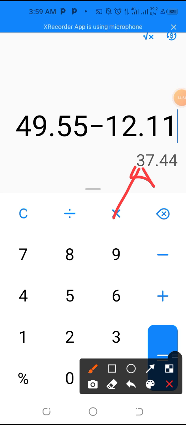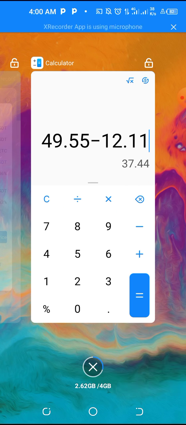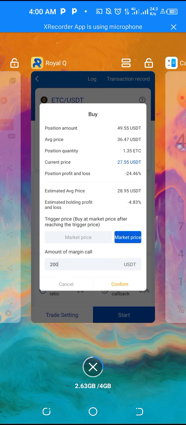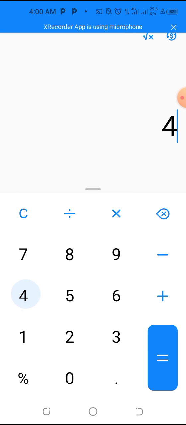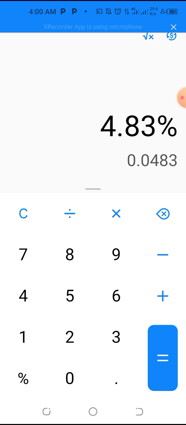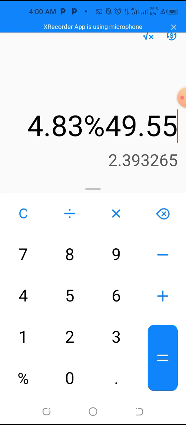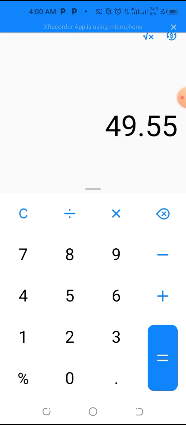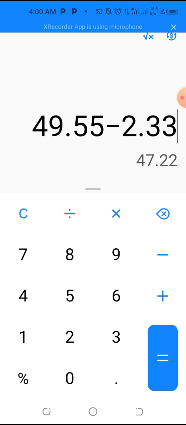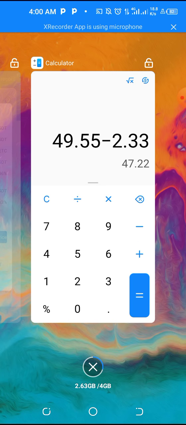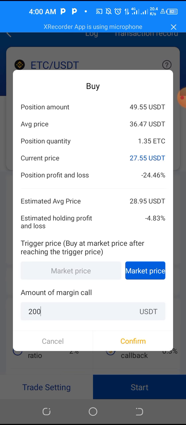without the 24.4. So after putting more money in the trade to replenish, it is now minus 4.83. So if you multiply 4.83 of 49.55, you can see the loss has reduced to $2.39. So the loss will be 49.55 minus 2.33. So the person will be just losing just $2. So that's how I've come out from the loss. I will have to bear the loss.